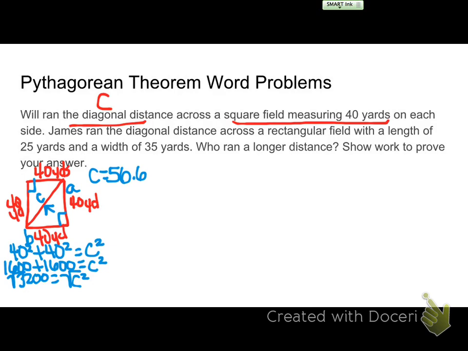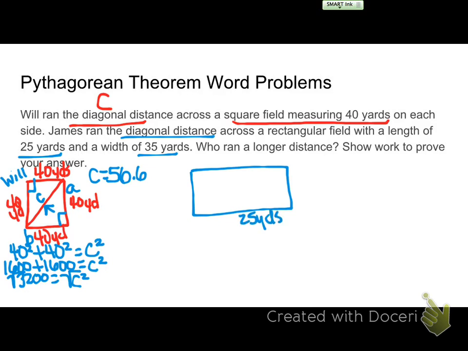So we found Will's information, right? So this is Will. So now we need to find James. So we're going to compare these. So James ran across a rectangular field. And that rectangular field measured 25 yards and 35 yards. And he ran the diagonal distance again. So the length is 25 yards. The width is 35 yards. And James ran the diagonal distance. Once again, the diagonal distance is what letter? C. This is directly across from the right angle. And then we label everything A and B.